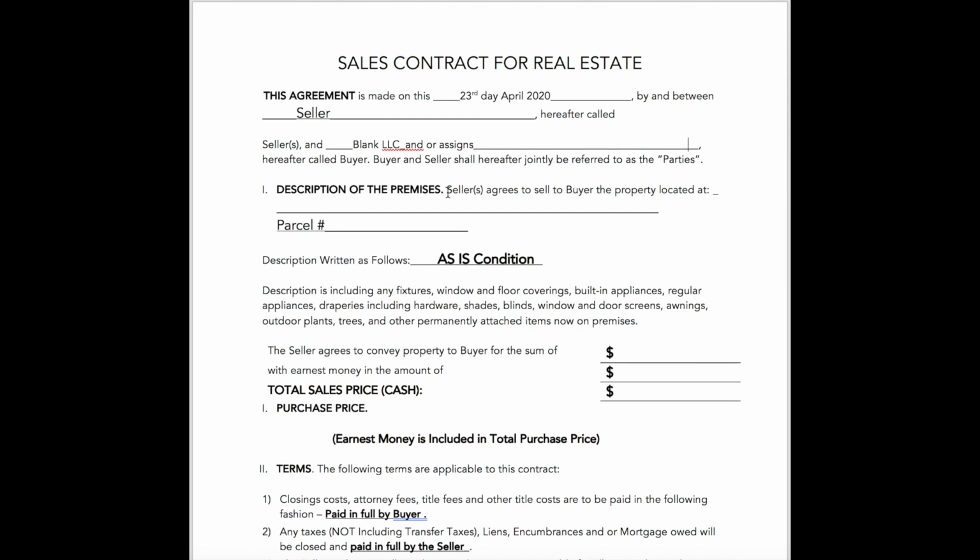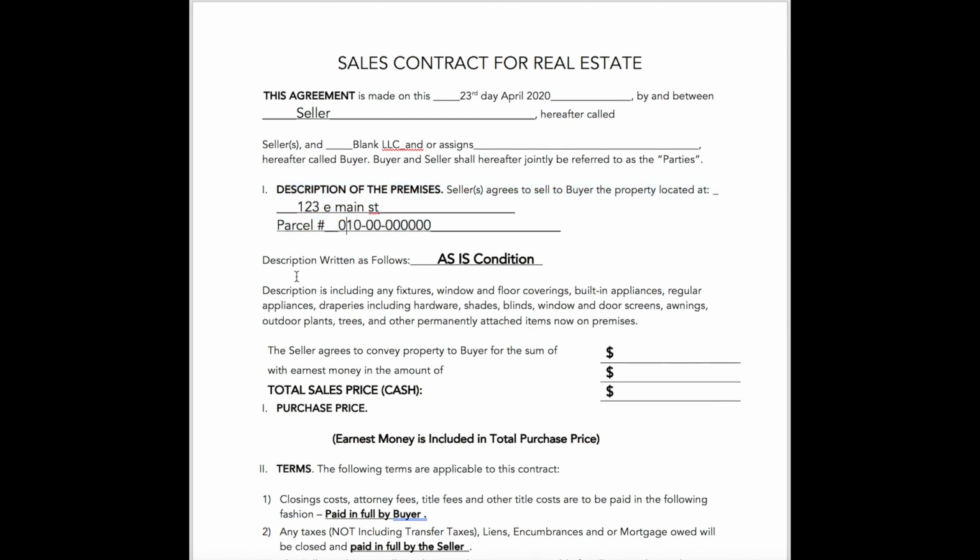So this just allows us to assign it to the correct LLC that we're purchasing the property in. So that's what the top portion of this agreement looks like. You've got to say the property that you're looking to purchase. So this is like 123 East Main Street, whatever the address is. And then this is the parcel number directly from the auditor. So this is the information you pulled directly from the auditor site.